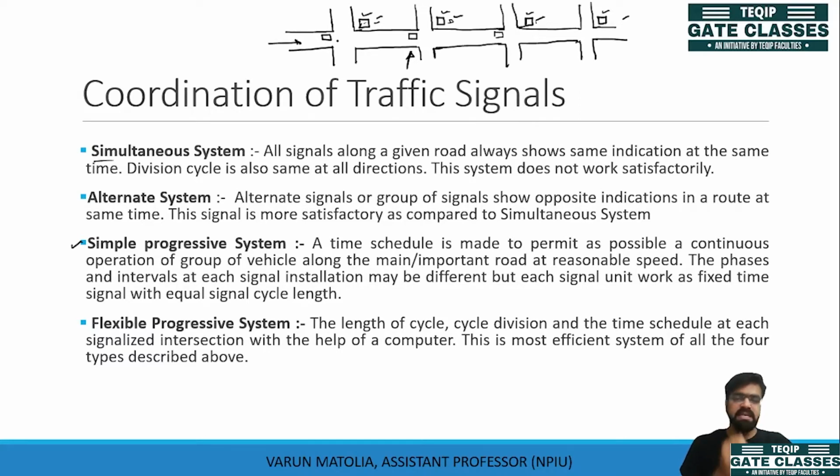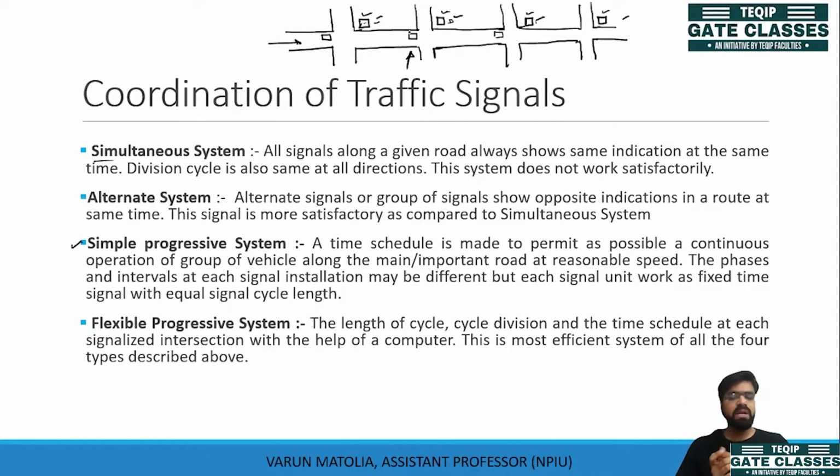The coordination is done in such a way that the cycle lengths are the same, but they are arranged in such a way that for a particular volume or particular speed, you will be able to cross this cycle. Here, the signal time is fixed, it will not change, and the signal cycle is also fixed. Compared with the simultaneous and alternate systems, this system works much better.